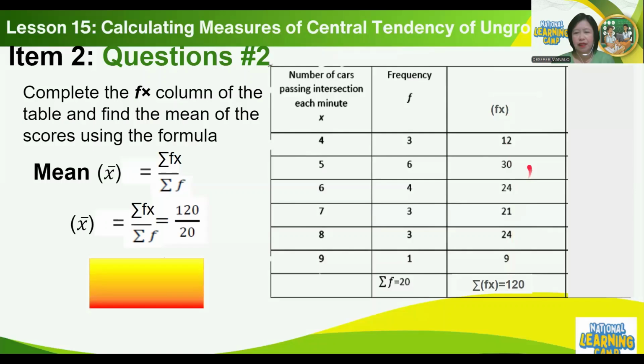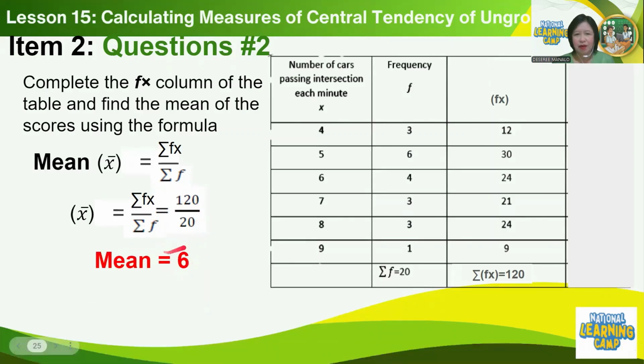After getting the fx column, you will get the sum. We can call this the summation of fx. We can also do this for the frequency column. Get the sum, which we call the summation of f, equal to 20. Let us use the formula: mean is equal to summation of fx divided by summation of f. Substitute the values: summation of fx is 120, and summation of f is 20. So 120 divided by 20 is equal to 6. Therefore, our mean is 6.